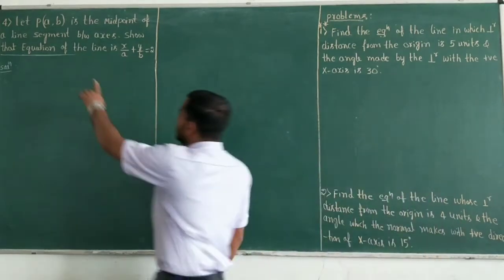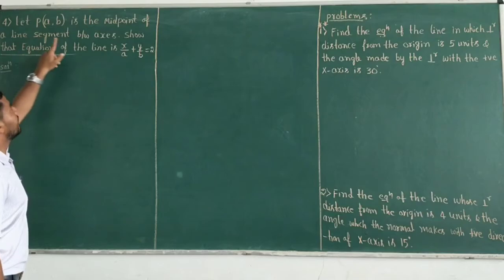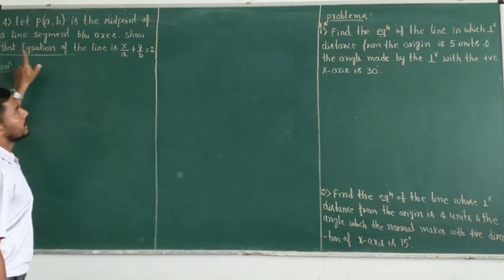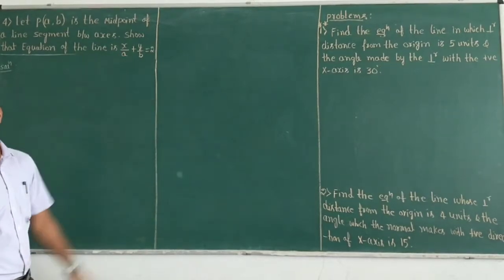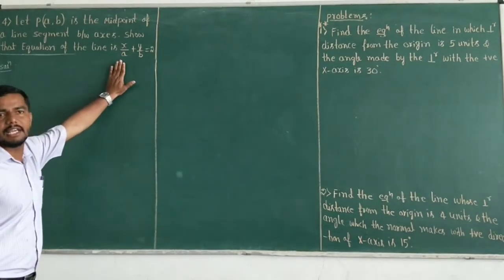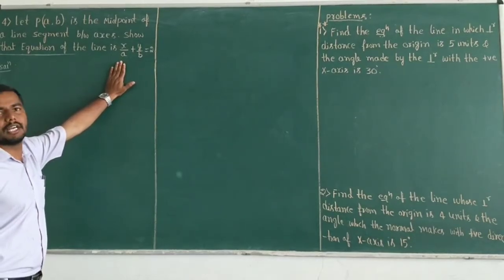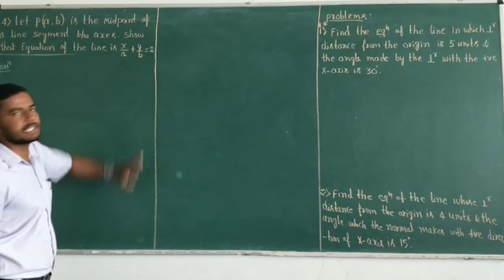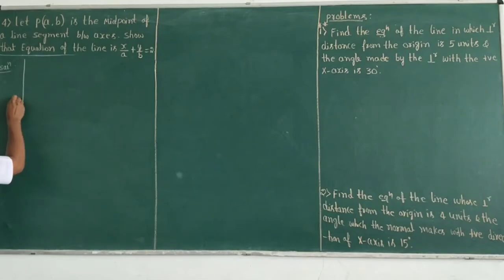Here, let P(a, b) be the midpoint of a line segment between the axes. Show that the equation of the line is x/a + y/b = 2. So they have given the equation of the line also. We just prove that the equation of the line is of the form x/a + y/b = 2. Now consider the plane.